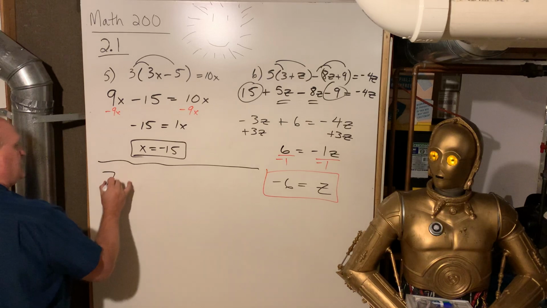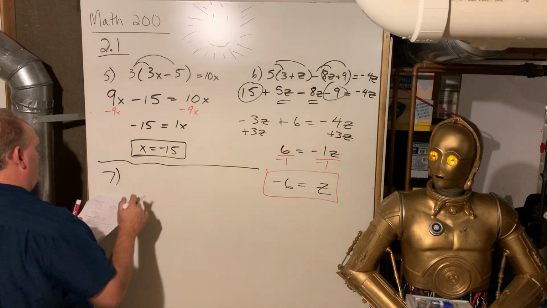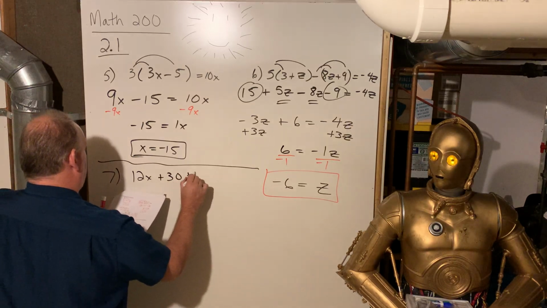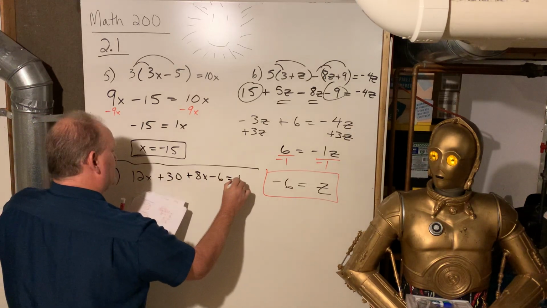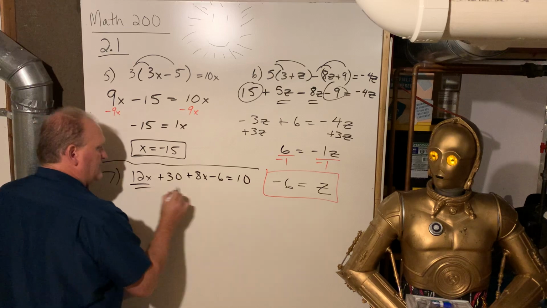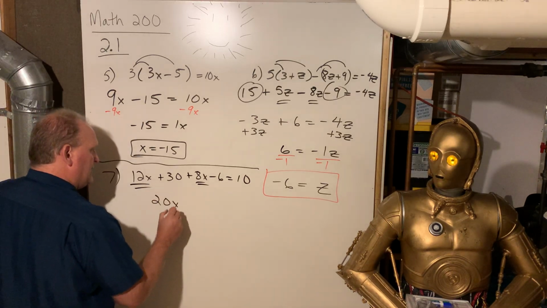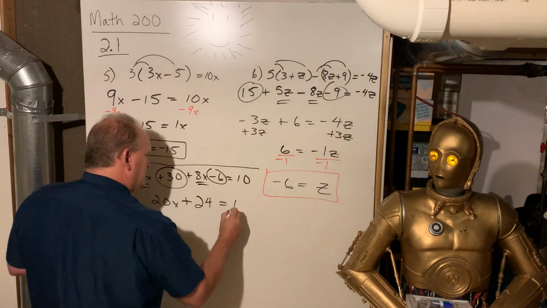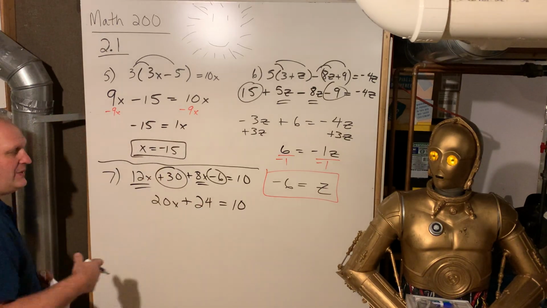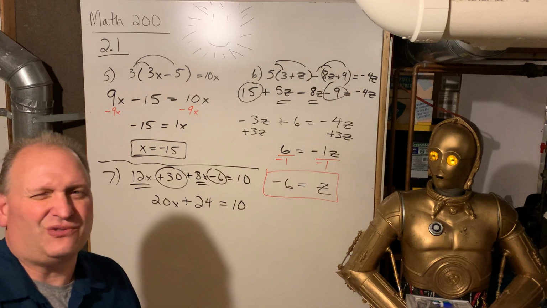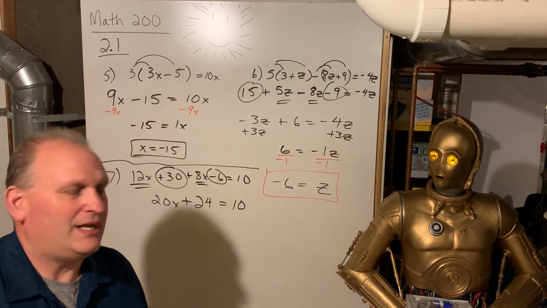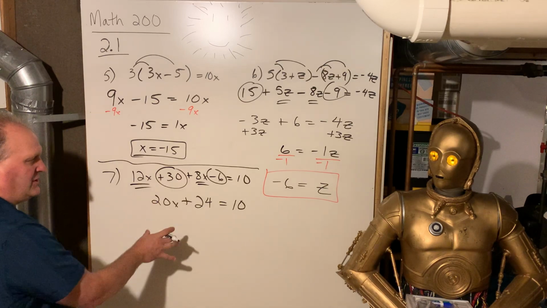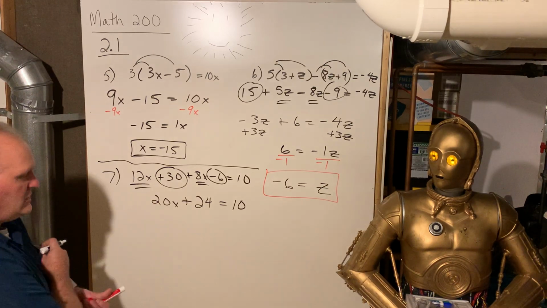All right, let's look at 7. It's 12x plus 30 plus 8x minus 6 is equal to 10. So we combine like terms, we get 20x. We combine like terms, and plus 24 equals 10. Now officially, I know I did something there, but I didn't really do any steps yet. What I basically did there was I just cleaned it up. I combined like terms. I'm going to now start doing steps.